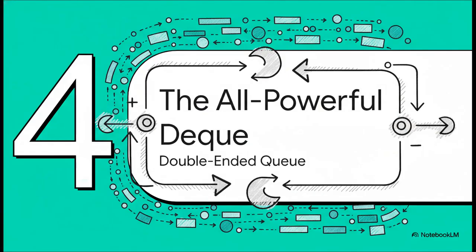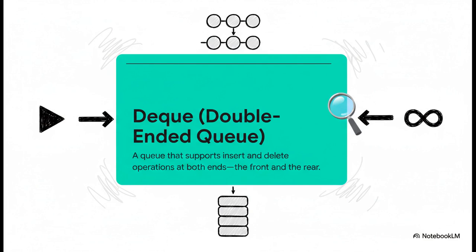Now that we have these building blocks, let's see what happens when we combine them into something even more powerful, even more flexible. What if you didn't have to strictly follow that first in, first out rule? What if you could cut in line? Well, this is a Deque. It's short for double-ended queue, and it's basically the ultimate in flexibility. It lets you add items and remove items from both the front and the back of the line.